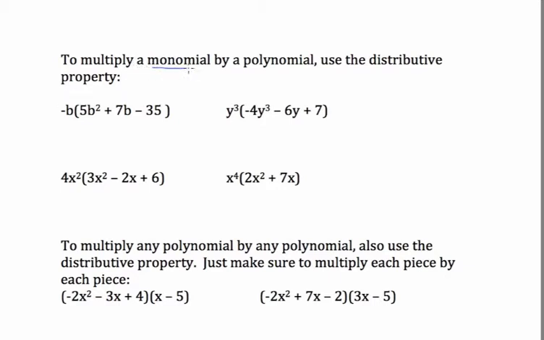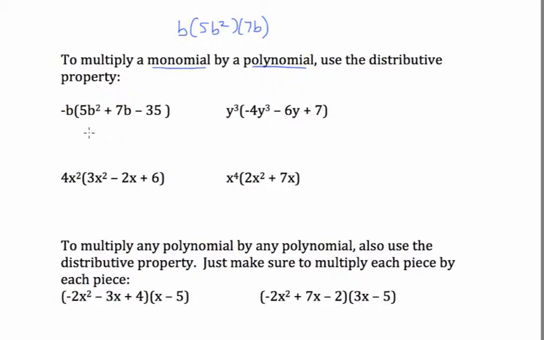To multiply a monomial by a polynomial. First, let's talk about the difference between this and our last video. In the last video, everything was all multiplied together. There was no adding or subtracting. So we could rearrange, we could take away the parentheses, because it was all multiplying.